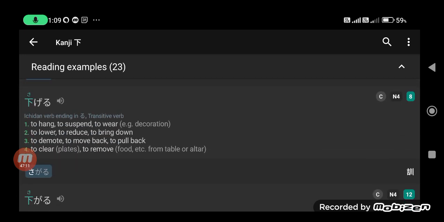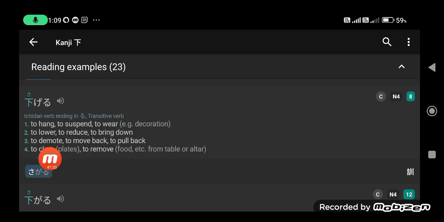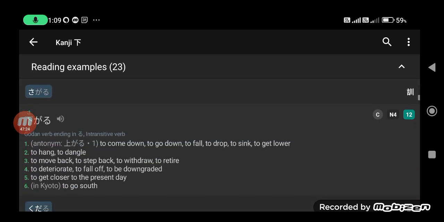And then sageru. Sageru, ichidan verb, transitive verb, means to hang, to suspend, to wear, to lower, to reduce, to bring down, or to demote, to move back, pull back. And then sagaru. To come down, to go down, to hang, to dangle, to move back, to step back, to withdraw, to retire, to deteriorate, to fall off, to be downgraded, to get closer.